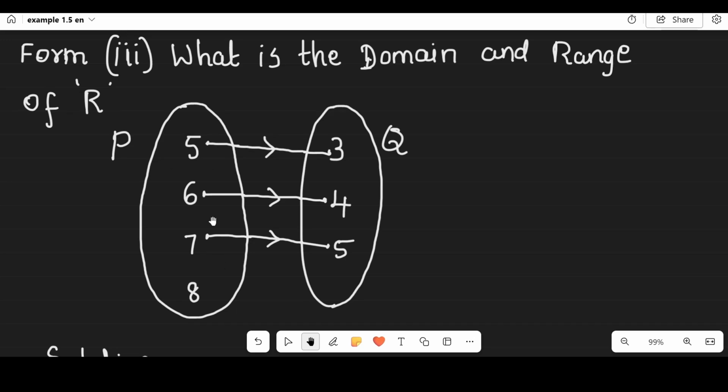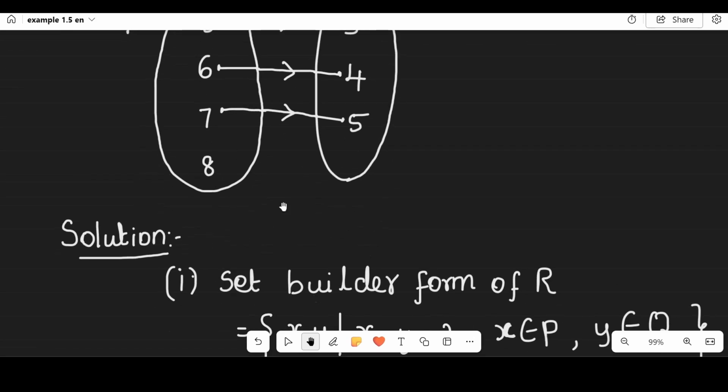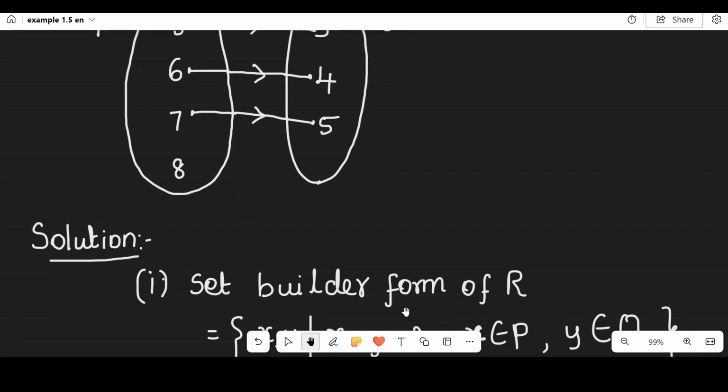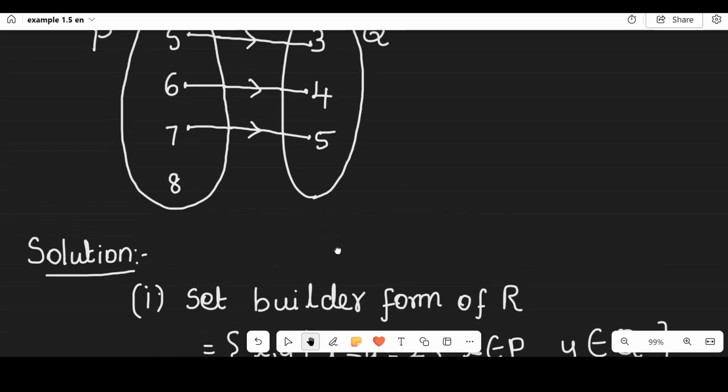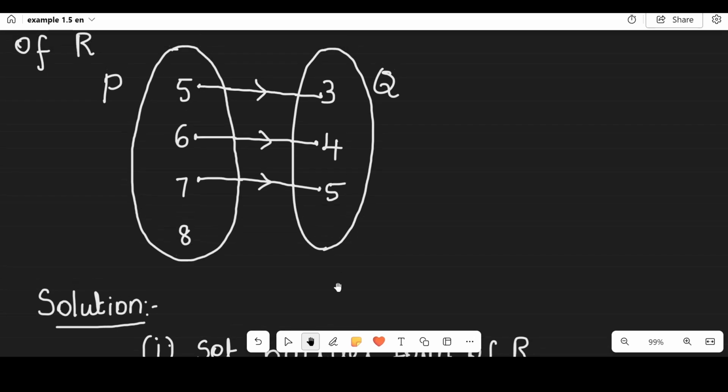In P we have the elements 5, 6, 7, 8. In Q, we have the elements 3, 4, 5. This is the first set, this is the second set, P and Q. Now we can see the solution. Here, what is the first question? That is set builder form, or we can say set builder method also. How can we write the set builder method?